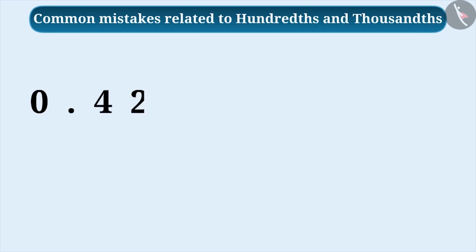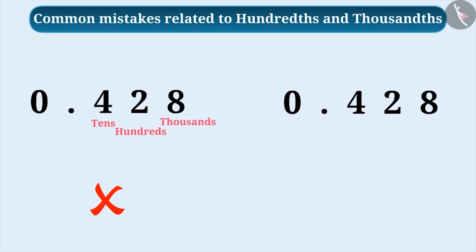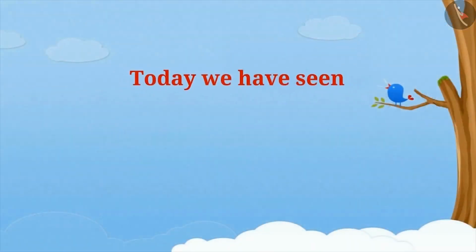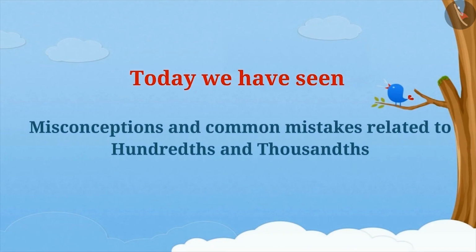For example, in 0.428, they think that there are 4 tens, 2 hundredths, and 8 thousands. This is a misunderstanding. The correct understanding is that there are 4 tenths, 2 hundredths, and 8 thousandths. Today, we have seen misconceptions and common mistakes related to hundredths and thousandths.